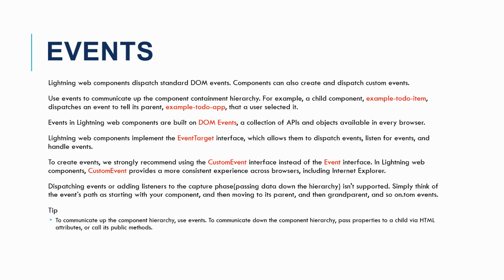So where are these events used? Events are used to pass data from child component to parent component. We can use events to communicate up the component containment hierarchy. In this example, we have two components: the child component, namely todoItem, and the parent component, todoApp. The child component dispatches the event to tell its parent that a user has selected it. So it is passing the information from child to parent.